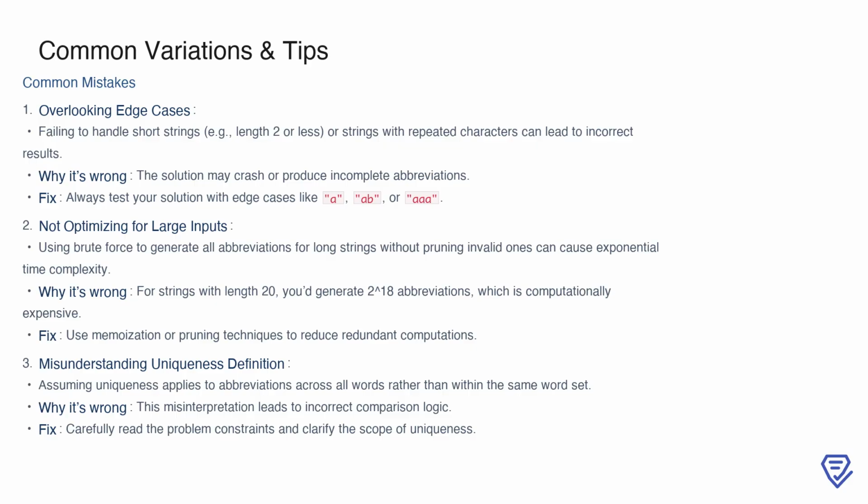Another common mistake is misunderstanding how uniqueness is defined. Some assume that abbreviations must be unique across all words globally, rather than within a given word set. This misinterpretation can lead to incorrect logic in your solution. Carefully reading the problem's constraints and clarifying the scope of uniqueness is essential to avoid this error.